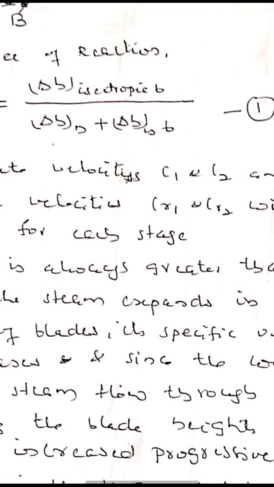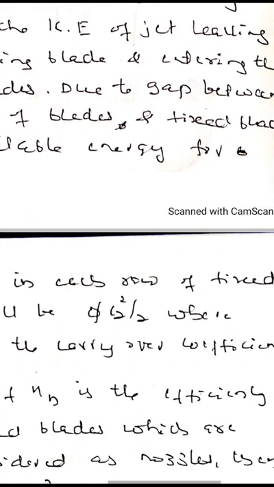This is the velocity of steam. It then enters the fixed blades or nozzles, but due to the gap between the moving blade and the fixed blades, the velocity of steam actually striking the nozzles or flowing over the nozzles is not C2 but it is phi C2, where phi is called a carryover coefficient.